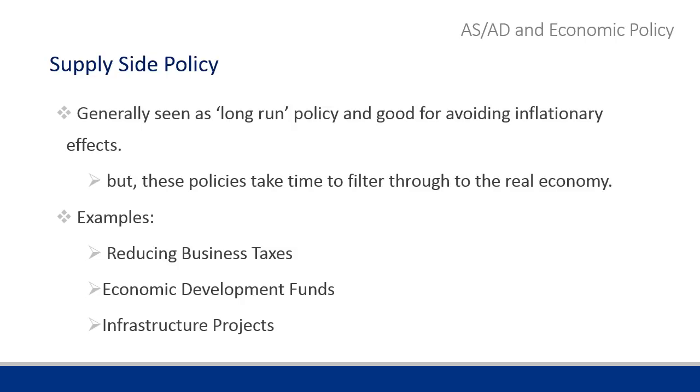Starting with supply side policy, generally seen as long run, expanding the economy through increases in aggregate supply will always give us lower prices. This is good for the economy, but the problem with these policies is they take time to filter in. They're long run policies. Examples are reducing business taxes to encourage firms to grow or to attract firms into the UK, economic development funds giving grants to firms to increase economic capacity or infrastructure, or just announcing or employing some contractors to build some new roads or rail lines. That's an infrastructure project.